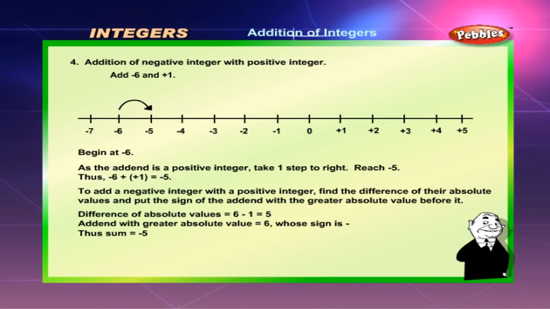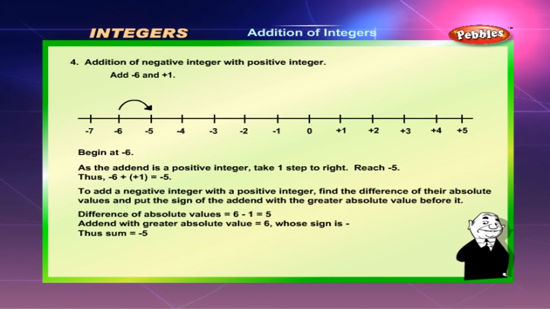Addition of a negative integer with a positive integer. Add minus 6 and plus 1. Begin at minus 6. As the addend is a positive integer, take 1 step to the right. Reach minus 5. Thus, minus 6 plus plus 1 is equal to minus 5. To add a negative integer with a positive integer, find the difference of their absolute values and put the sign of the addend with the greater absolute value before it.